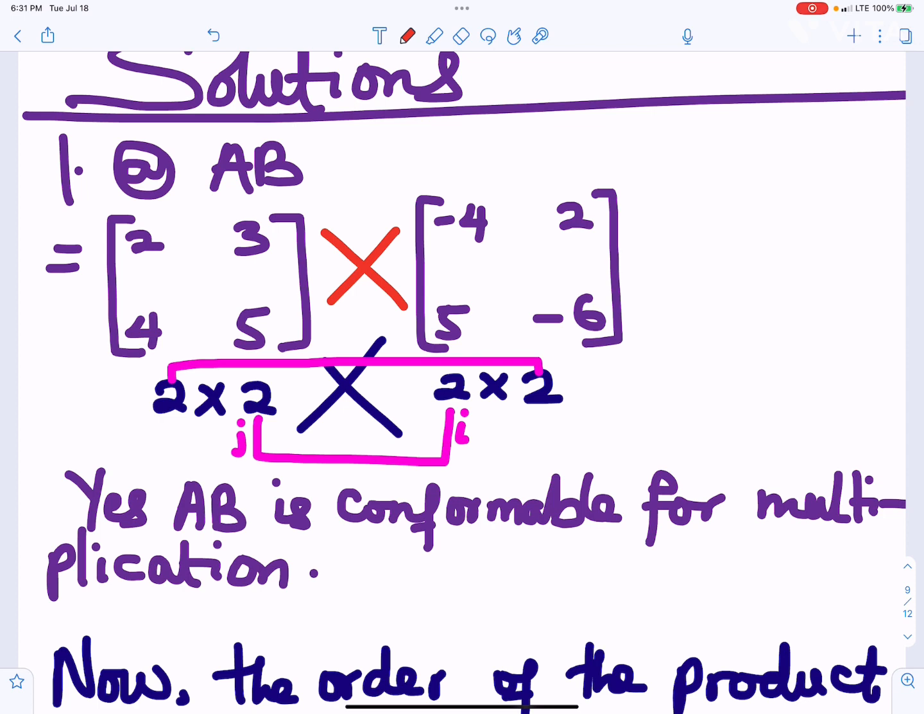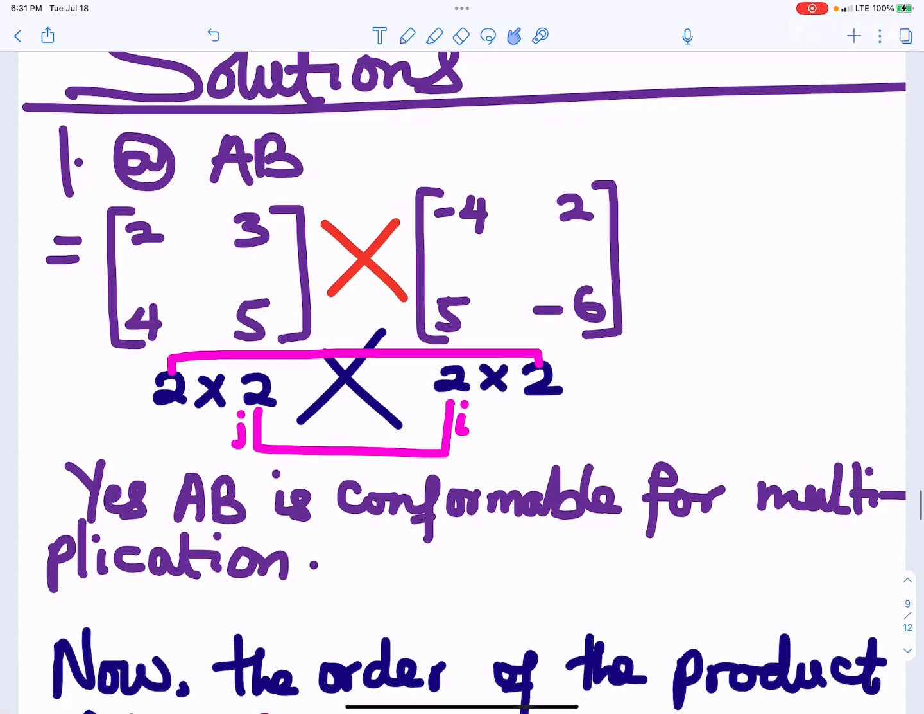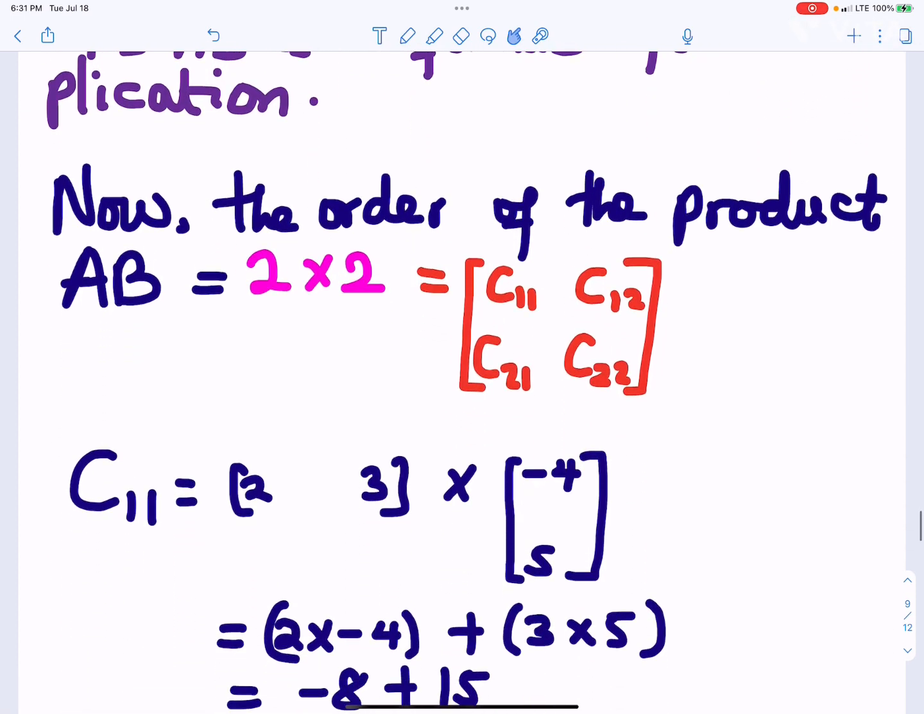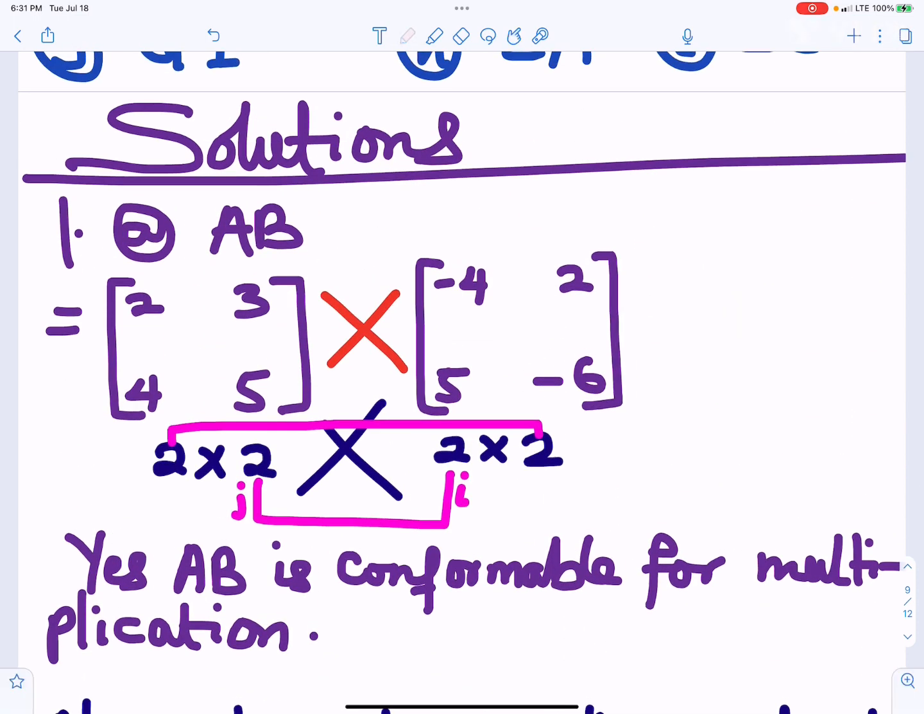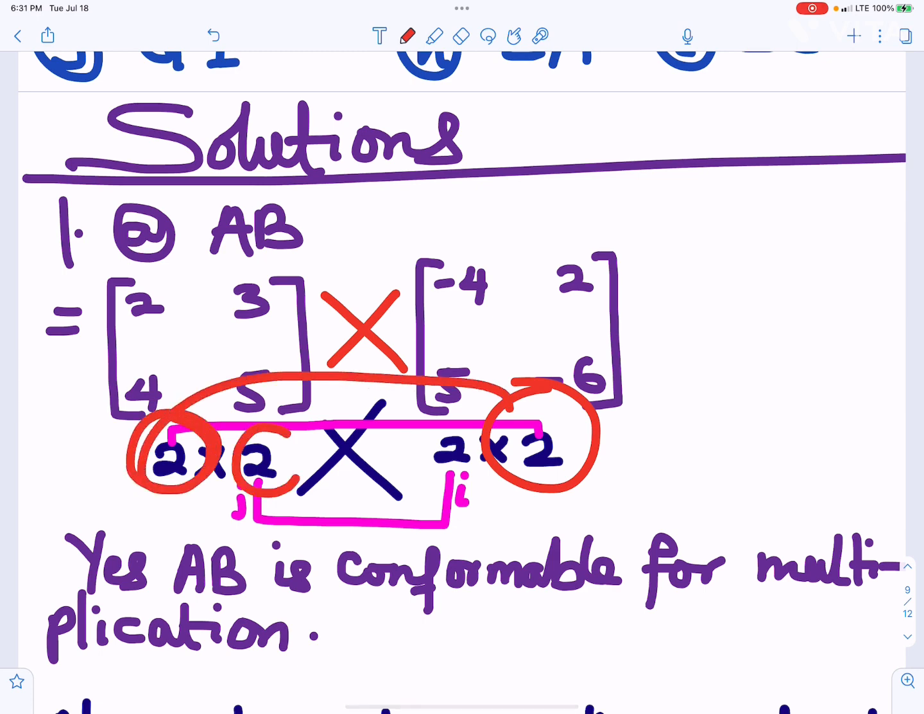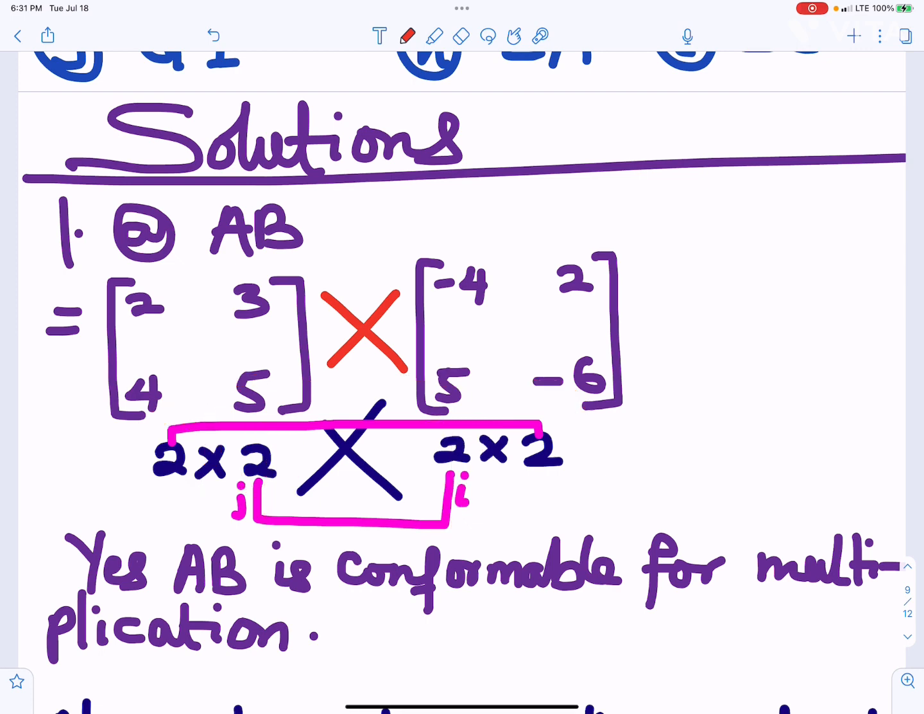That means the product will have an order 2 by 2, which means that the numbers at the end here tell me the order of my answer, 2 by 2. These ones tell me whether the matrices can be multiplied. And when I find out the matrices can be multiplied, the numbers here tell me my order. So the order of this answer, the multiplication of matrix A times B, is 2 by 2.